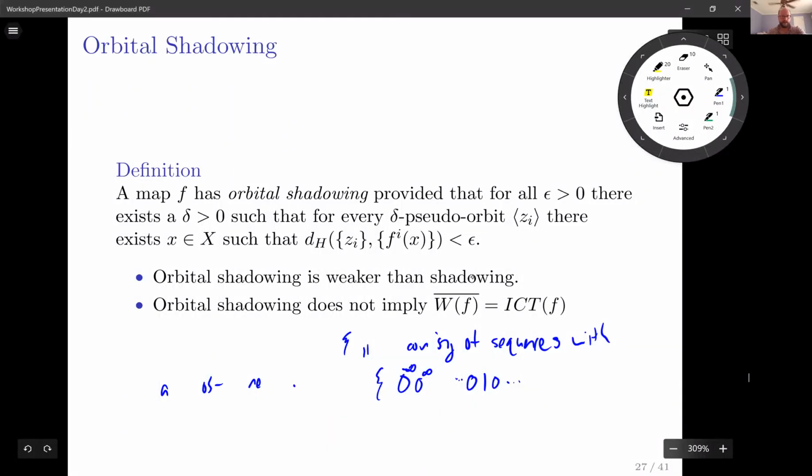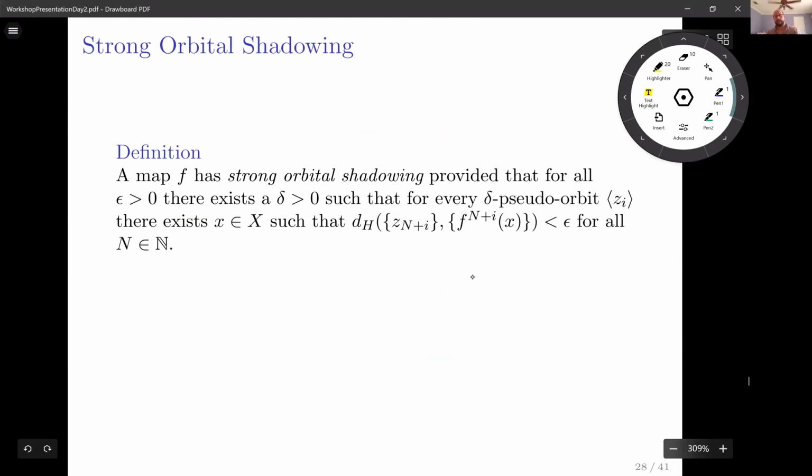So let's come back to my other presentation here. All right. Now, if we want to get to our characterization, we have to be a little bit stronger than orbital shadowing. So let's define something called strong orbital shadowing. A map F is going to have what we call strong orbital shadowing, provided that for every epsilon there's a delta, such that every delta pseudoorbit has a point X such that not only is the orbit of Z close to the orbit of X under the function as sets, but that's also true if we cut off the initial bunch of things.